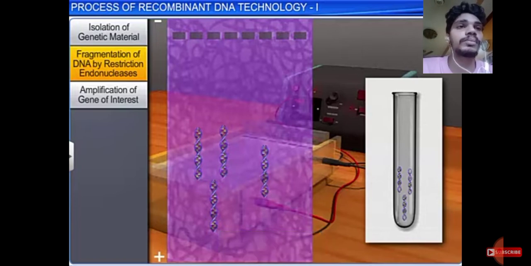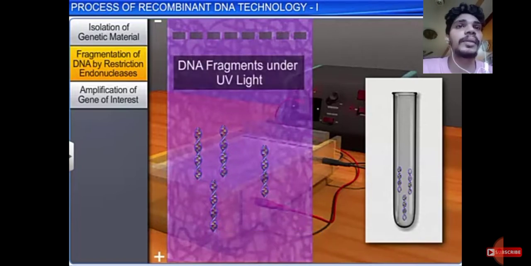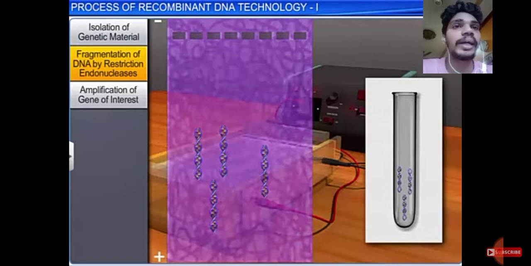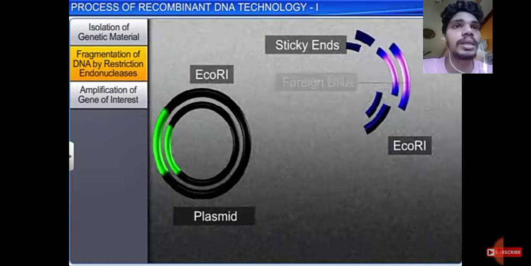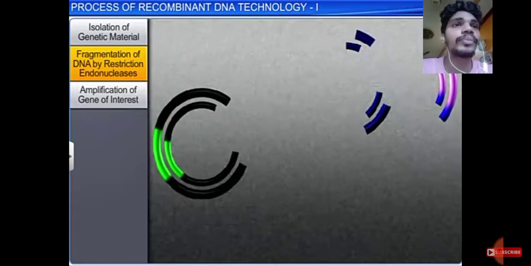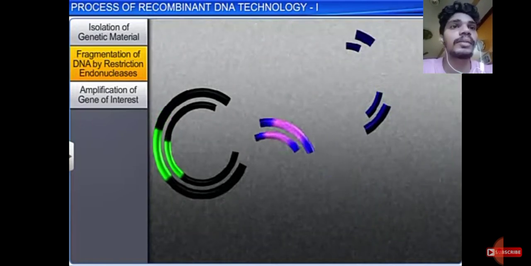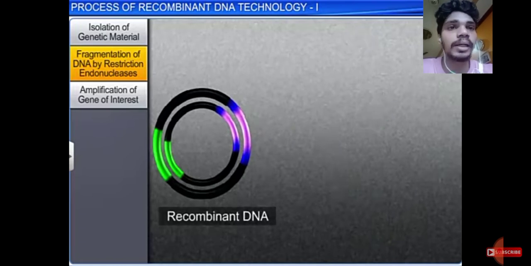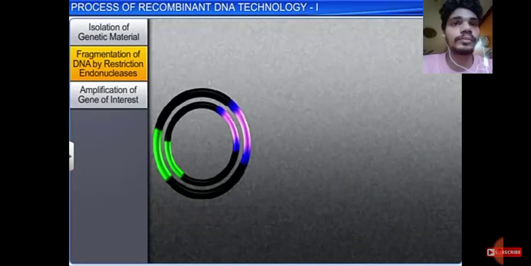The elution process is done. The DNA fragment is observed under UV light, and in UV light it shows up. Now sticky ends are joined, and the DNA fragment is added into the plasmid, and it becomes recombinant DNA.